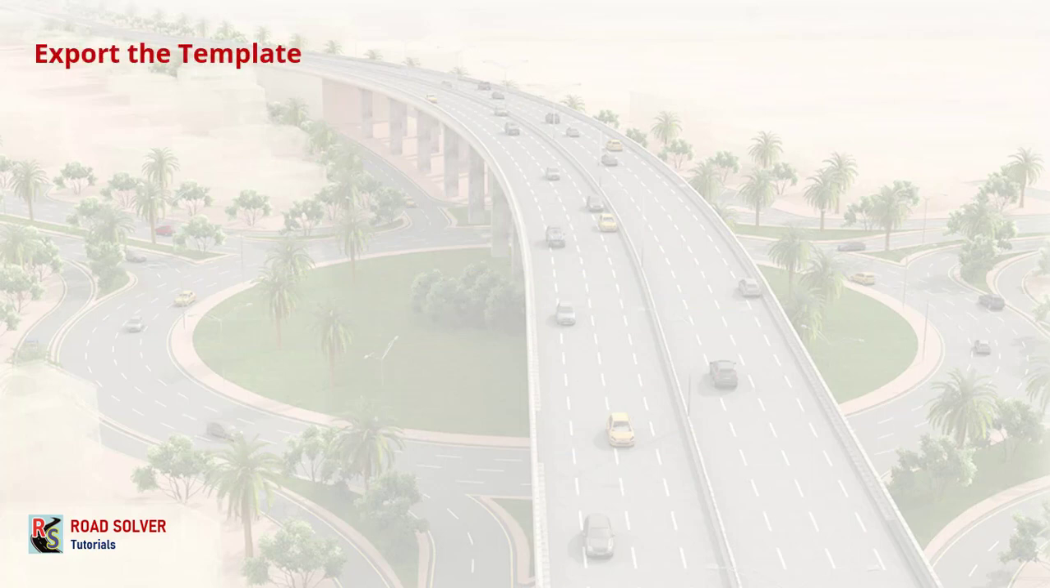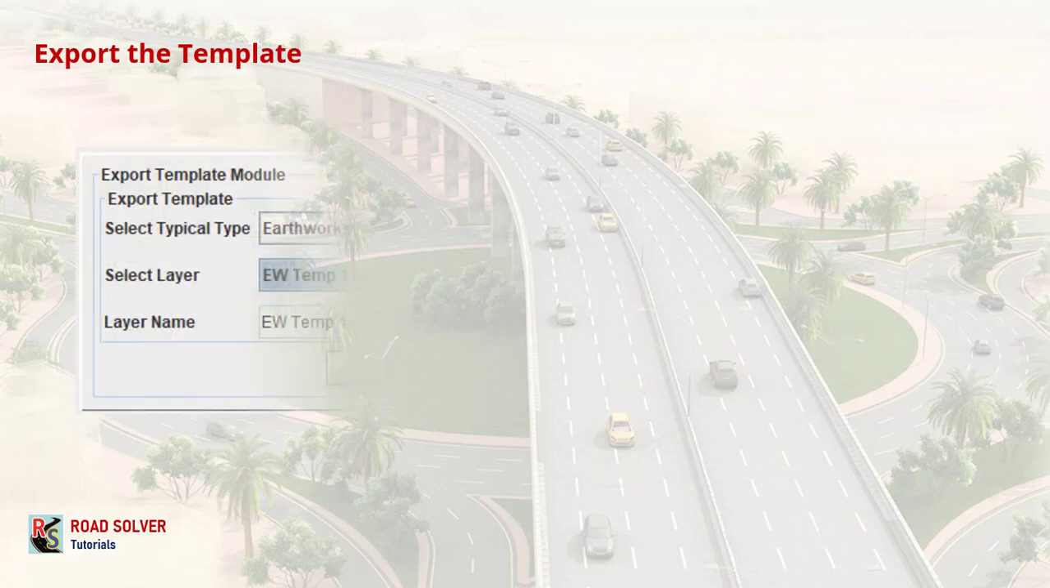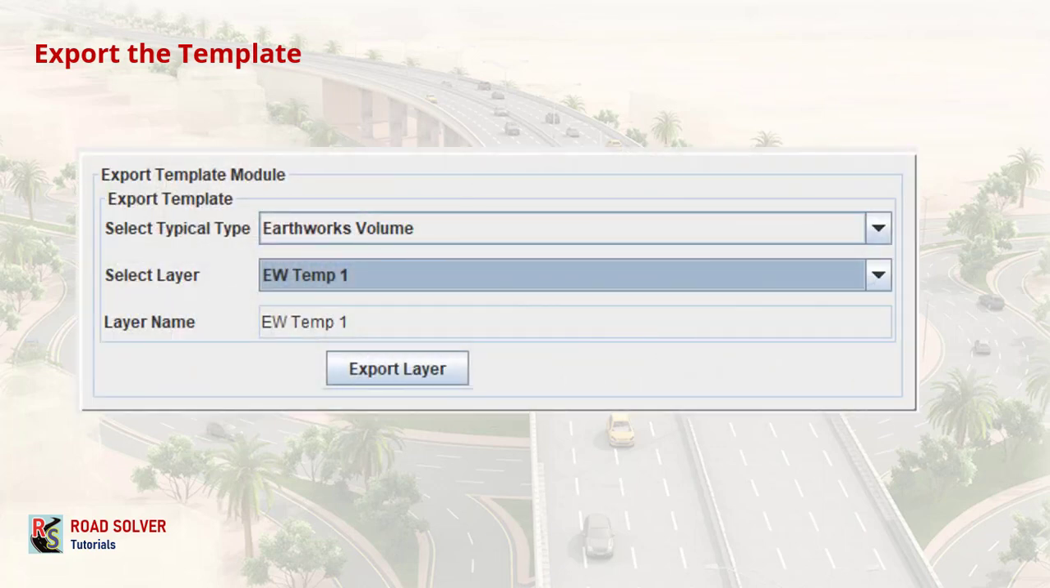Now first, how to export the template. When you open this, a panel comes up where you select the typical type of the template. There are three types: earthwork volume, payment volume and payment layer. Each will be different. We cannot transfer one typical type to another typical type.